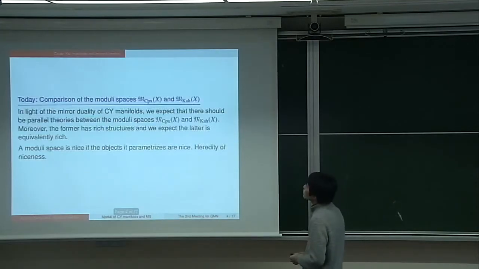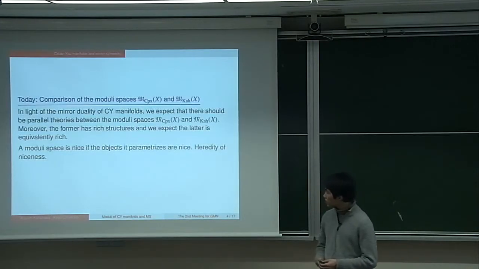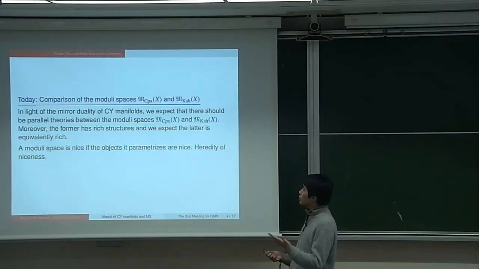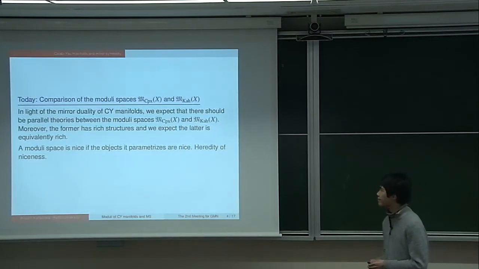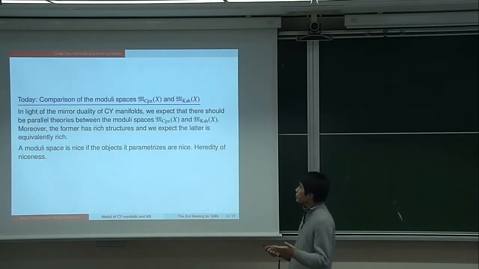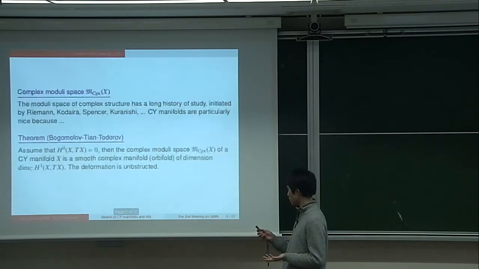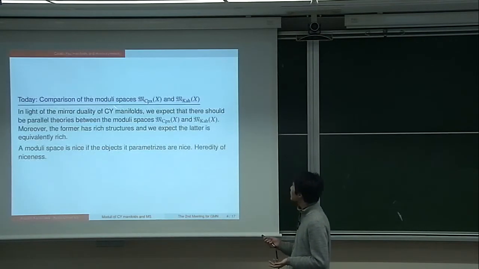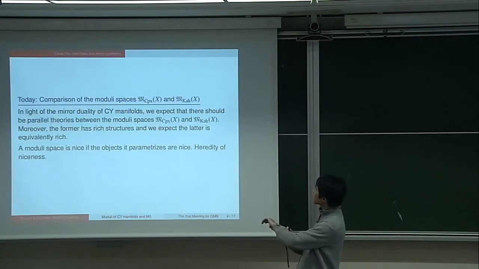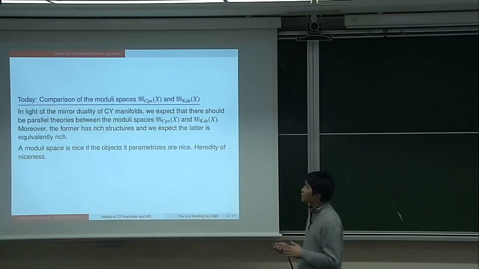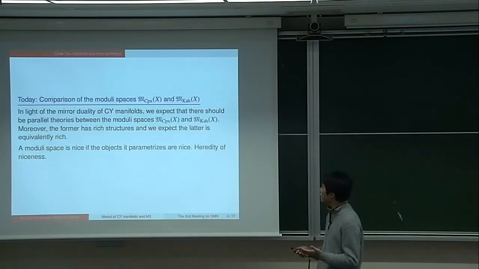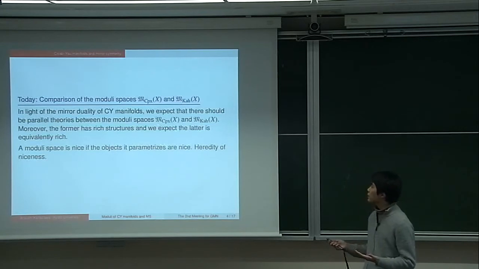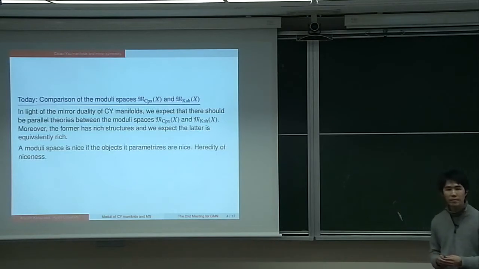Okay, so today's talk, I wanted to compare the moduli space of complex structure and Kähler structure. In light of the mirror duality of Calabi-Yau manifolds, we expect that there should be a parallel theory between these two moduli spaces. Especially, the complex moduli space has been studied quite well, and we know that it has a rich structure, and we expect the latter space is also rich.